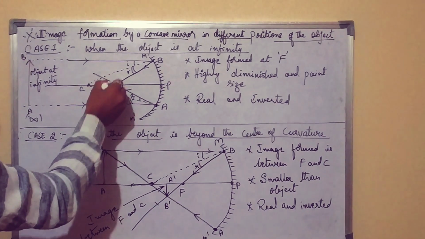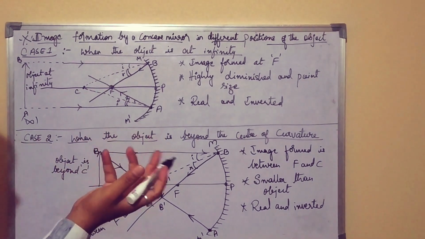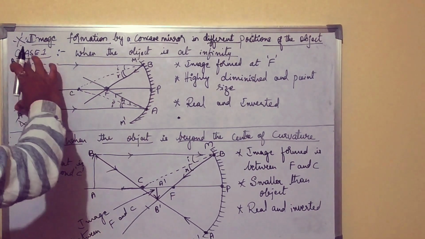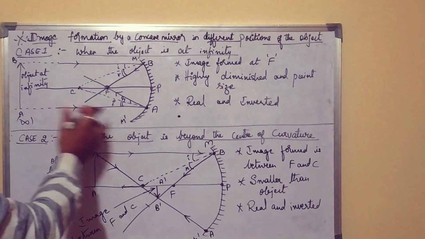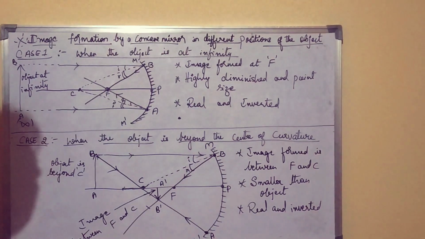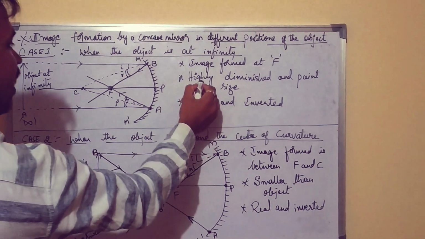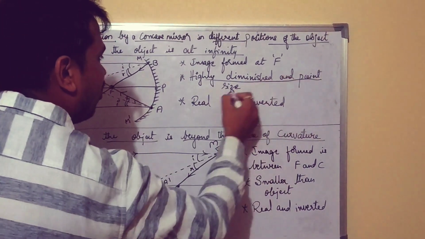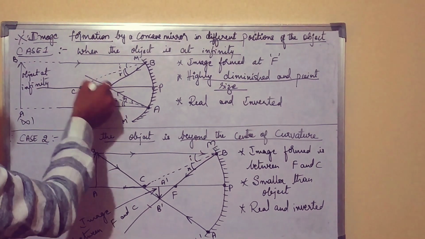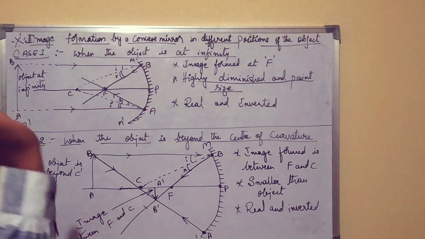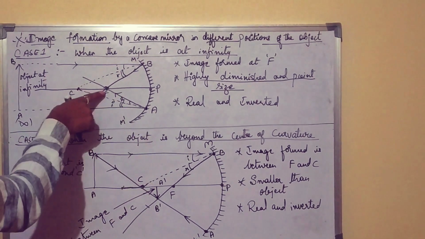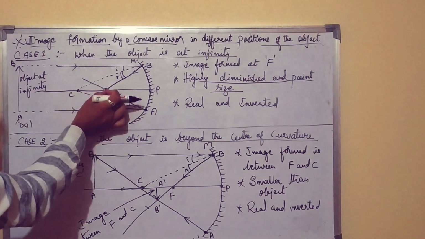At the principal focus, you are getting the image. What is that image? Image is just a dot. When the object is at infinity, you are getting only a dot. A dot is also called very small, infinitesimal. So that's why we use the words highly diminished, and the image is point size. You cannot see it, just a small dot. At the principal focus, you are getting the image of this AB as a dot.